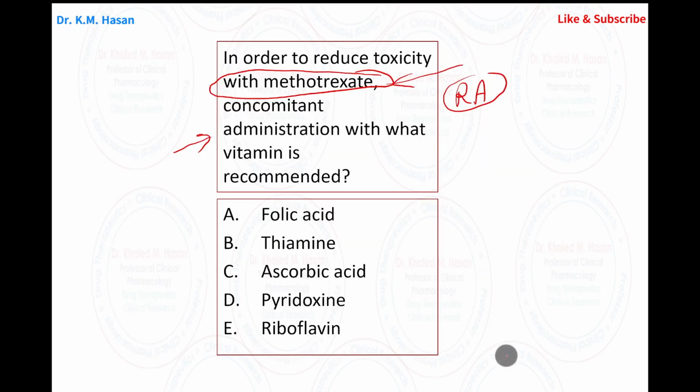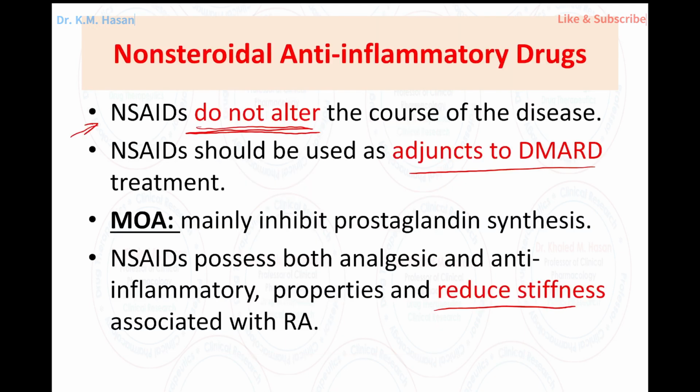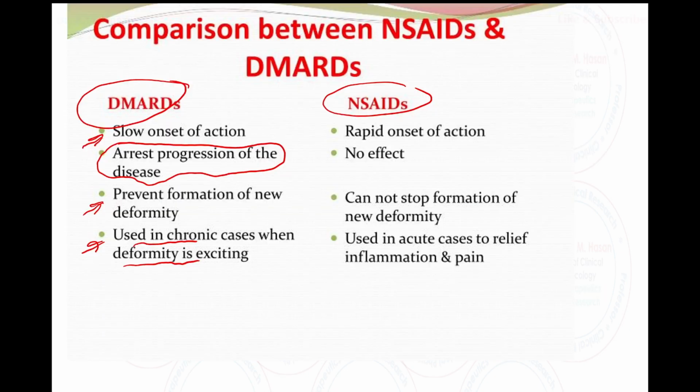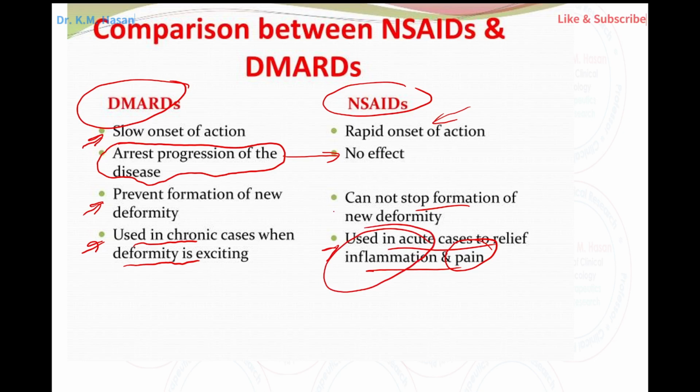However, if you move to the NSAID, it provides rapid improvement of symptoms, no effect on the progression of the disease, cannot stop the inflammation or formation of deformity, and is used in acute cases only for the pain and inflammation. A quick comparison, but here we need to modify this arrest. It's not arrest, it's slow progression of the disease. Here we need to type slow progression of the disease.